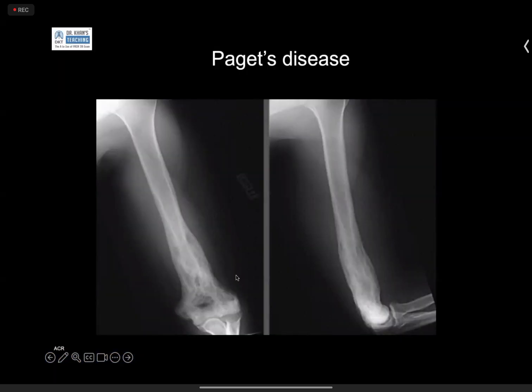This is a full-blown case of Paget's disease, where just to highlight, the cortex is thick and there is bone expansion. In our case, the bone expansion was not to that degree, because that is also pathognomonic for Paget's disease, bone expansion. But having said that, please also remember one key thing about Paget's disease: it extends all the way to the articular surface. One exception to this rule is the tibia, where it might go to the superior tibial tuberosity and might not go to the articular surface. So this is about Paget's disease.